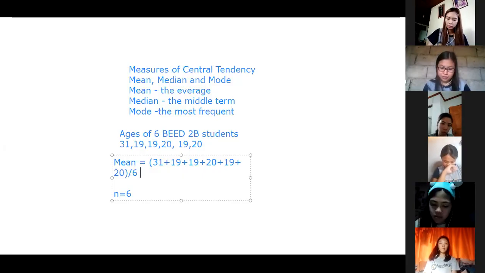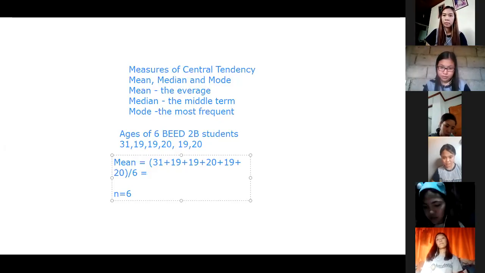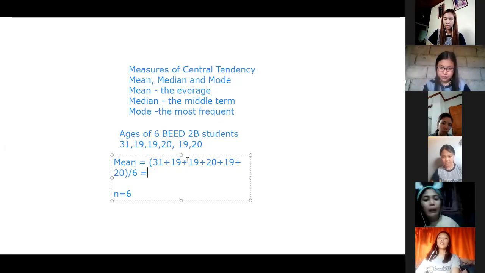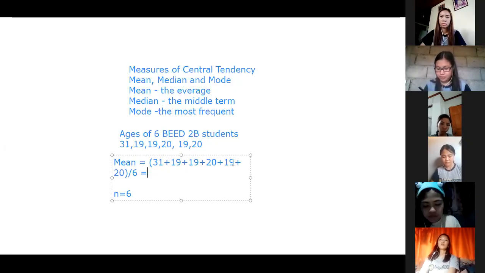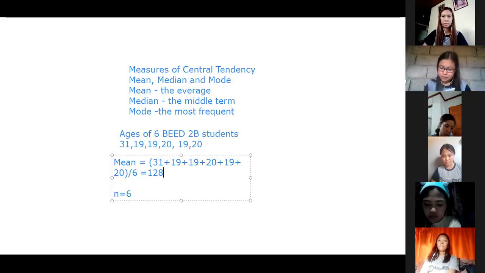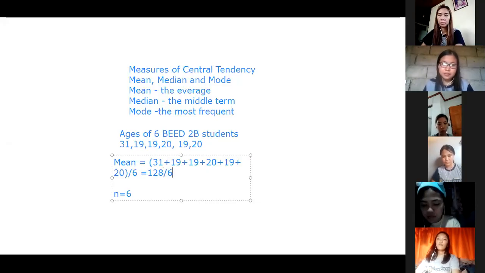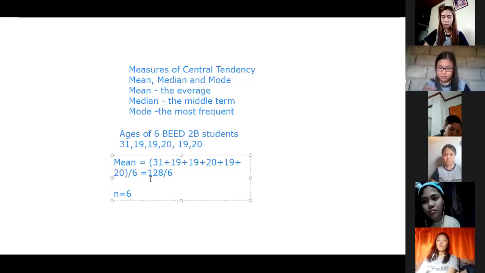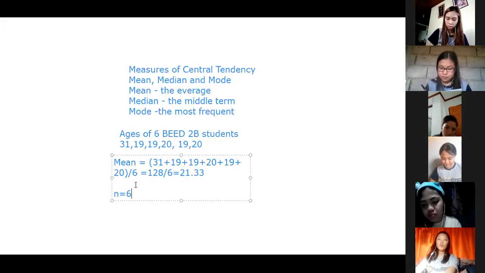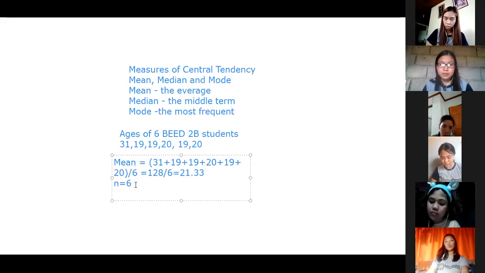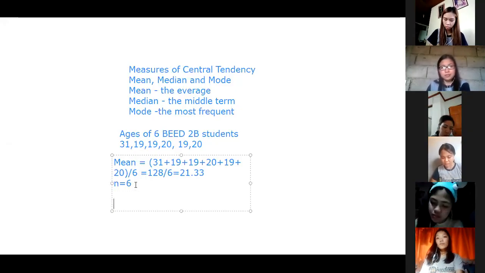So i-add natin. 31 plus 19 is equal to 50. 50 plus 19, 69, 89, 89, 98, 108, 128. Tama ba pagkaka-add? Is it 128? Yes, sir. 128 divided by 6 is equal to 21.33. So that is our mean. Ganun lang ang pagkuha ng mean. I-add mo lahat siya divided by the total number of scores.